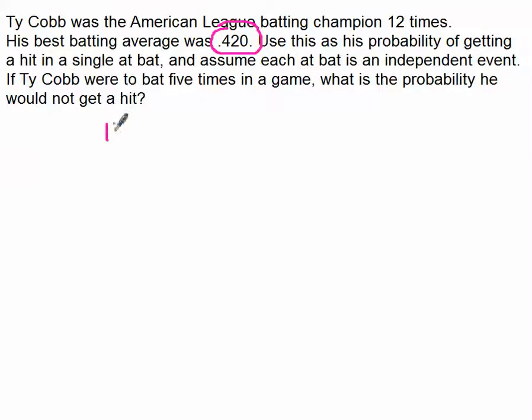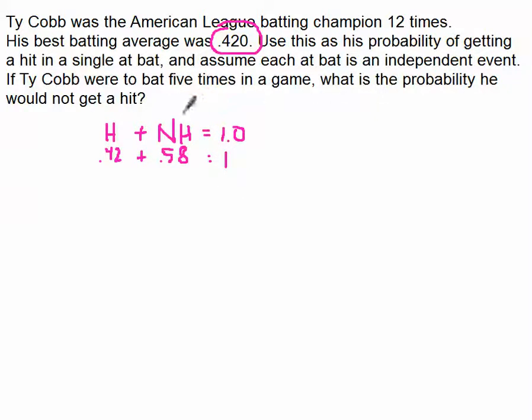So if we say the probability that he's going to get a hit is 0.42, now we know that if you take the probability that he's going to get a hit and add that to the probability that he's not going to get a hit, those two probabilities should add up to 1.0. Well, if the probability he's going to get a hit is 0.42, that means the probability that he's not going to get a hit is 0.58.